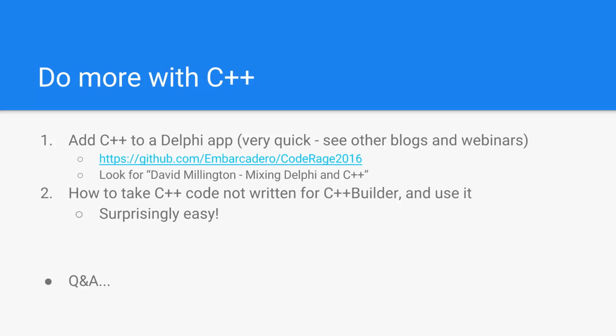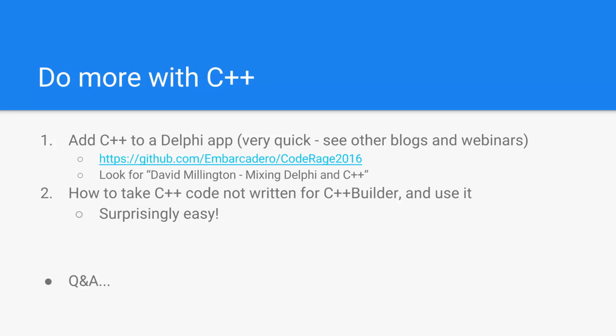So we saw two things today about doing more with C++. The first was a very quick coverage, because we've covered this before in more detail, about how to add C++ to a Delphi app. So that means if you are a Delphi programmer and you want to do more, you can do more with C++. And if you go to our GitHub repository, it's github.com/Embarcadero, go to the CodeRage 2016 folder and look for the presentation with my name and mixing Delphi and C++. And that links to a blog, and it has example source code which you can just download and test, and it shows all the techniques.